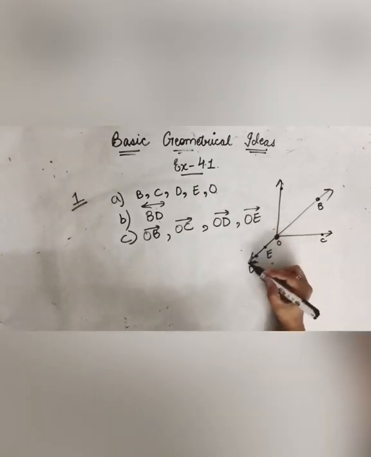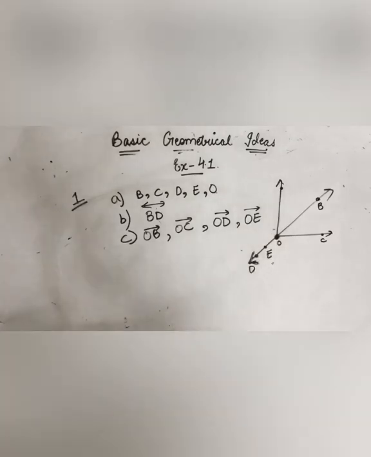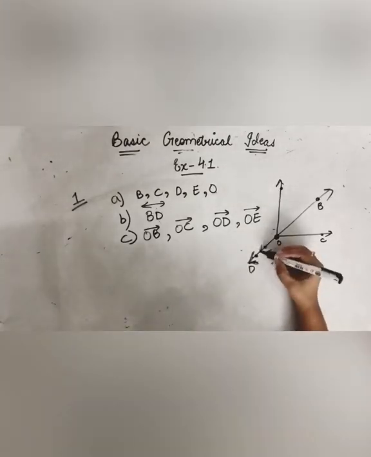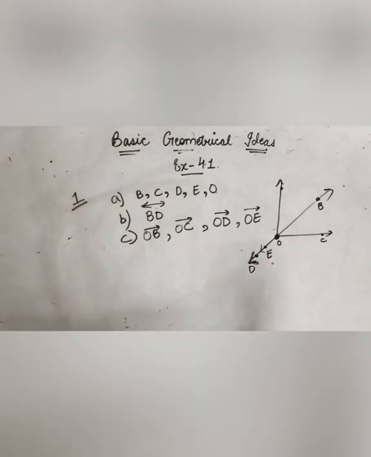Now at D there is an arrow here. It means this line we can increase also and decrease also in length. So I can put the arrow here also. So OE also becomes a ray.